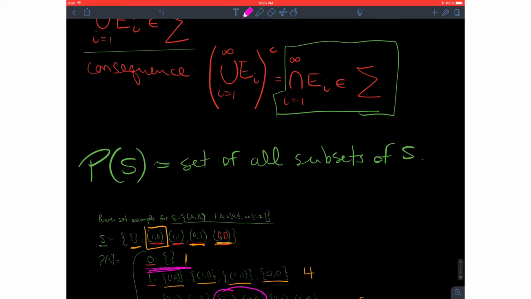So let's say your S has, I don't know, 25 outcomes. Okay, you could create a whole bunch of subsets of those 25. Some of them could have 3 outcomes in them, 4 outcomes in them, 5 outcomes in them, 6 outcomes. All of those sets would be included in the power set.